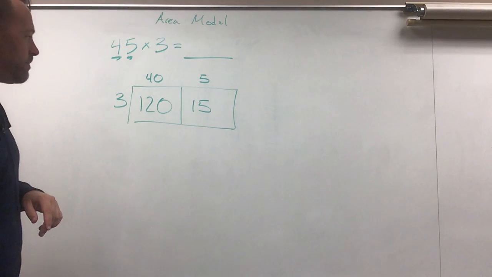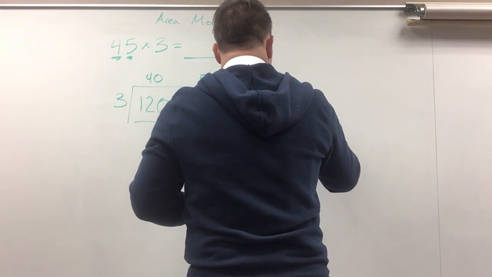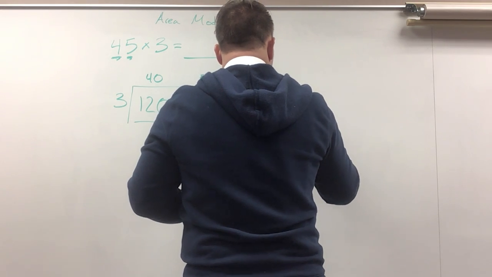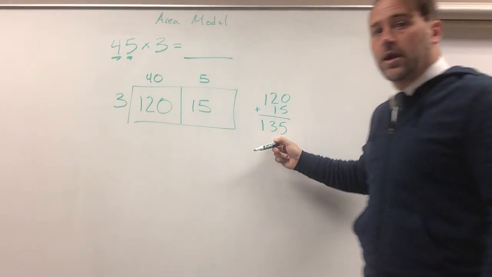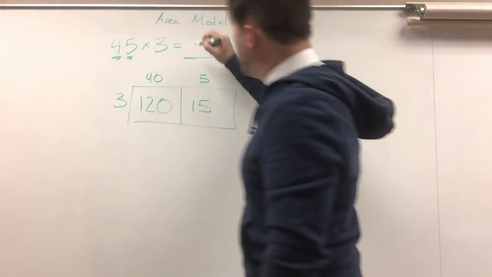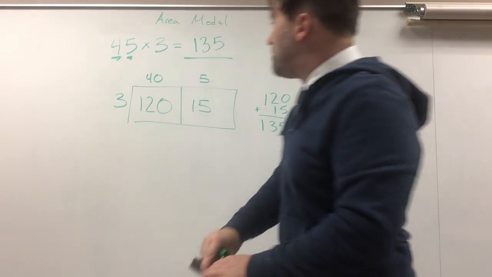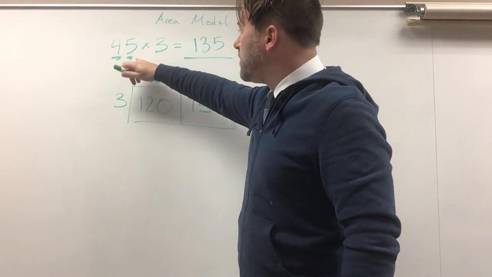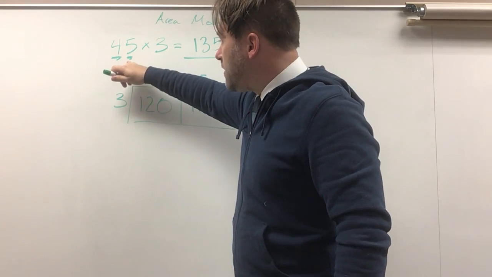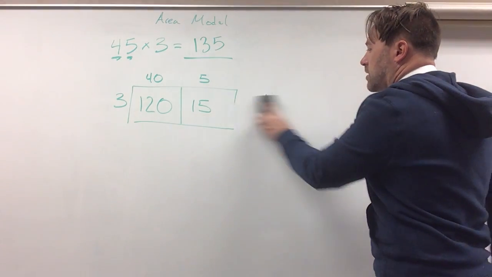You add them up. So you got what I got? 135. That's my equation. 45 times 3. Or 3 groups of 45, or 45 groups of 3 equals 135.